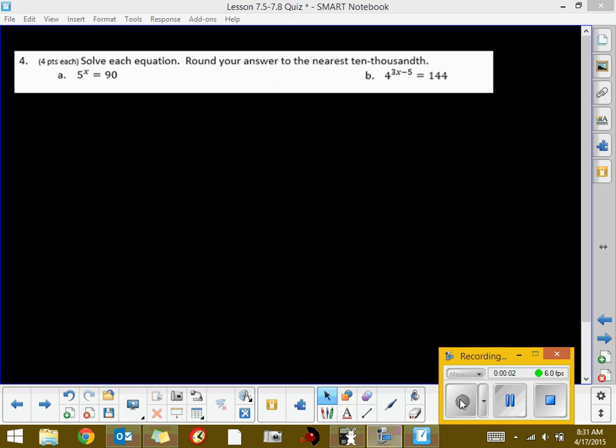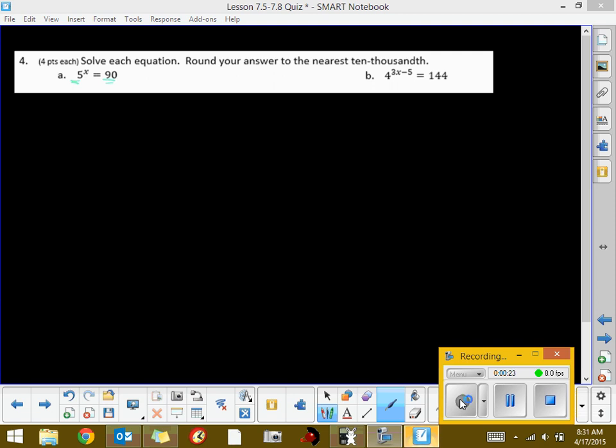Question number 4, solve each equation. These are exponential equations. There's a couple of ways that we've learned how to do these now. One of the ways is if this exponential base has something in common with our constant over there, we change it into common bases. But there is no common base between 90 and 5.